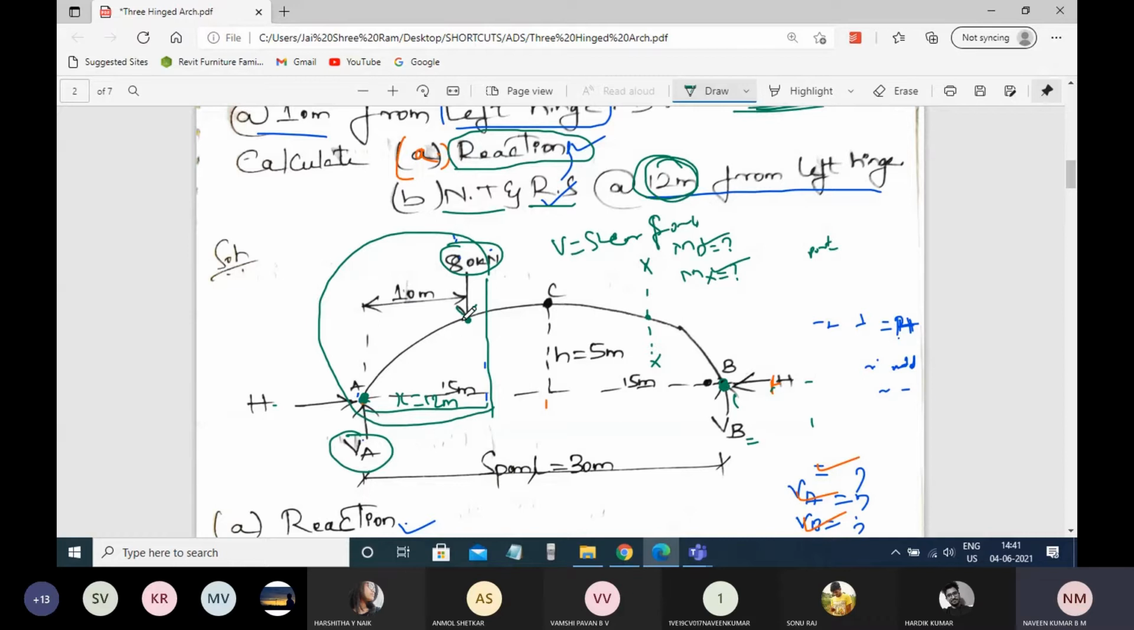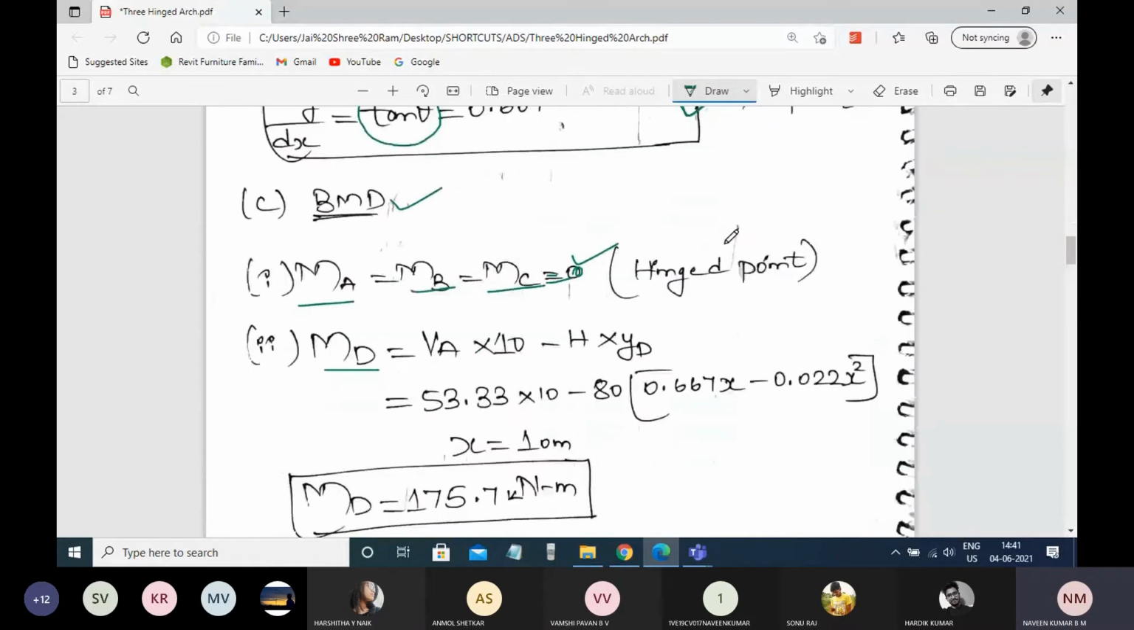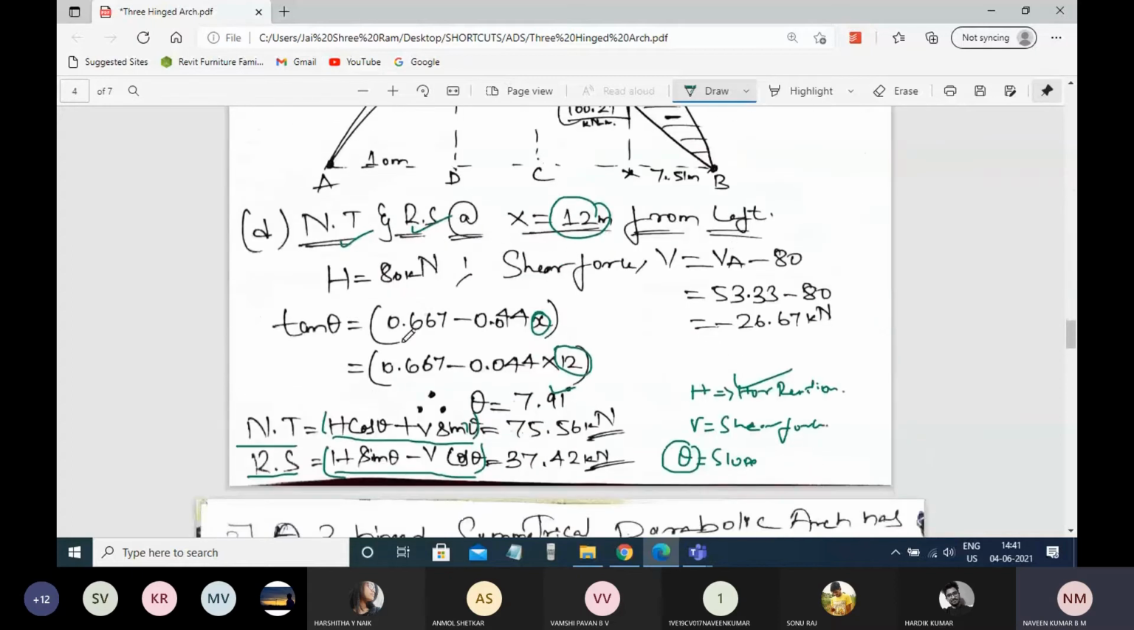So within 12 meter, what forces are acting? VA is acting upward, so upward it is positive. And 80 is acting downward, so minus 80. There you can substitute VA and minus 80, and that will be your V value. Once you have the H value, V value as well as theta value, if you remember the normal thrust and radial shear formulas, you can easily substitute and get the magnitude of each one.